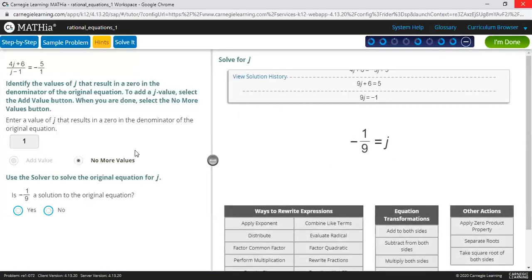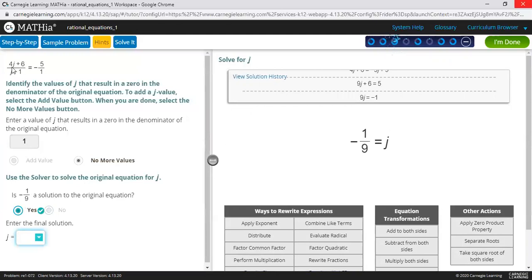And there is our answer. So over here on the left-hand side, it says, is negative 1/9 the solution to the original equation? Yes, it is. I could substitute and verify. And then it just wants you to type in j equals negative 1/9. So use this and my other videos to help guide yourself through this workspace.